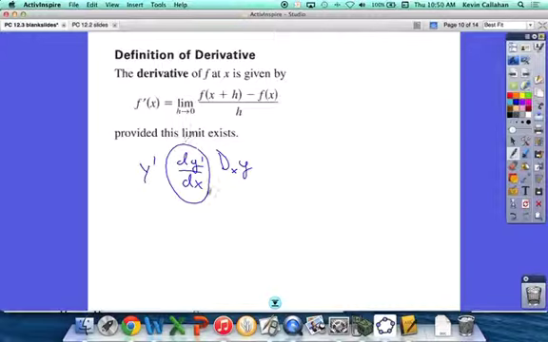There's another one which looks like this. And those are not 2's. Those are like curly D's. And this is called a partial derivative. This is called a full derivative.